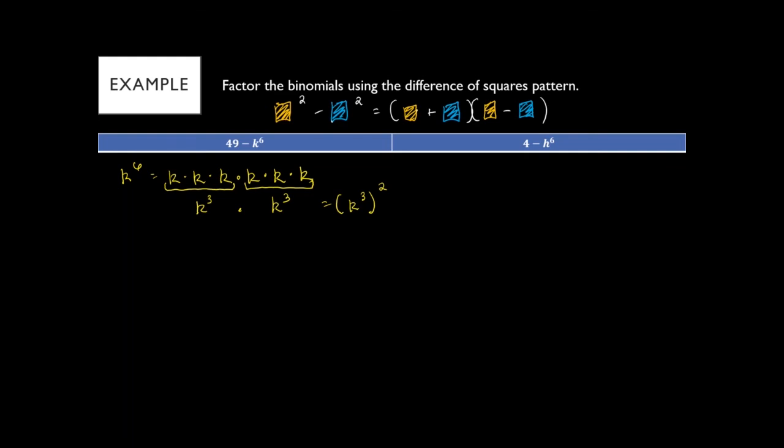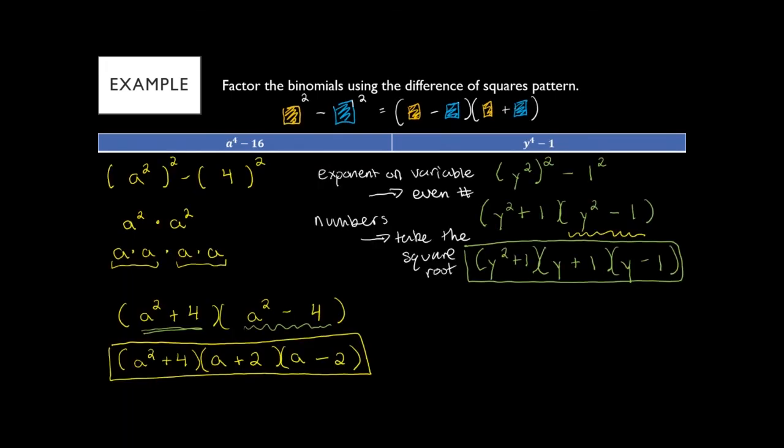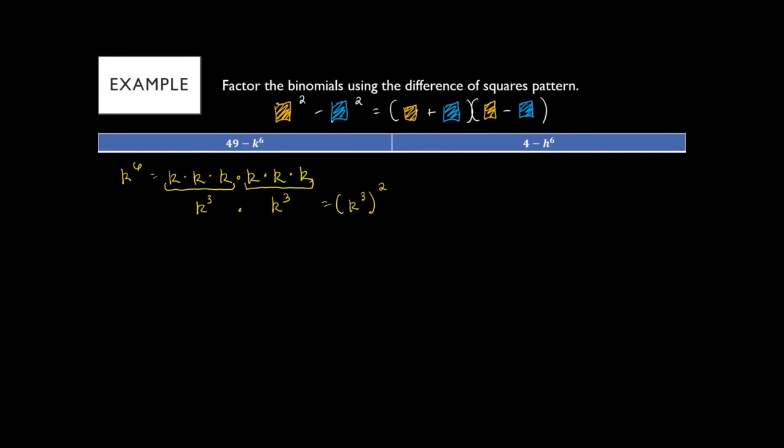So when your exponent is 6, you can split it as something cubed squared. So I mentioned you're basically dividing your exponent by 2 when you're doing the difference of squares, and that holds here as well. So if your exponent is 6 on the variable, divided by 2, you're going to use a 3 inside there.